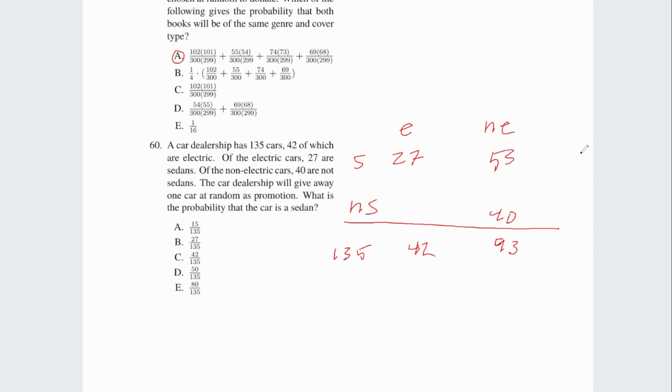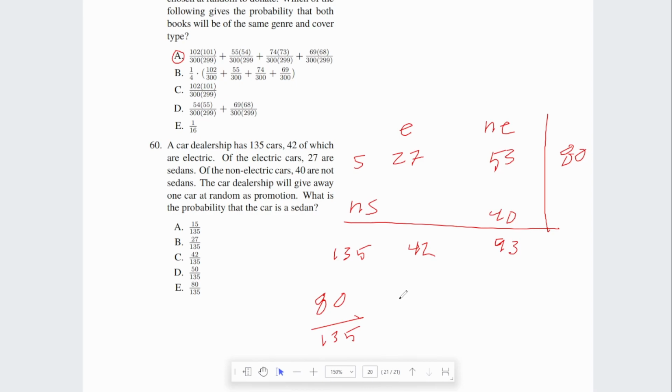So our total number of sedans is 80. 80 sedans. Right? 27 plus 53 is 80. So 80 sedans out of a total of 135 cars is the probability that we select a sedan out of all of the total possible cars. So answer choice E is 80 out of 135.